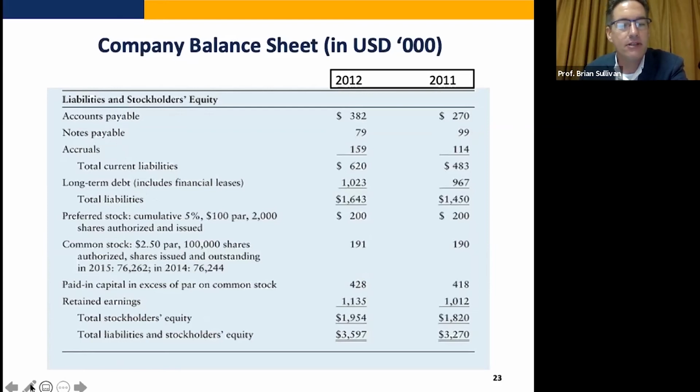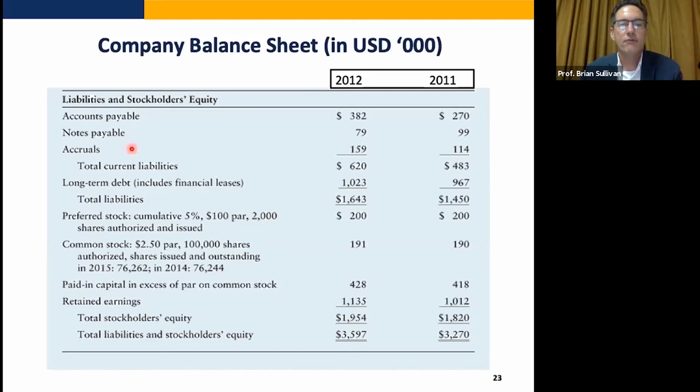We have accounts payable. Right, this is money that we owe short-term. Notes payable is also short-term borrowing that we've done. Then we have accruals. This means things like money we owe to the workers that we haven't paid yet.